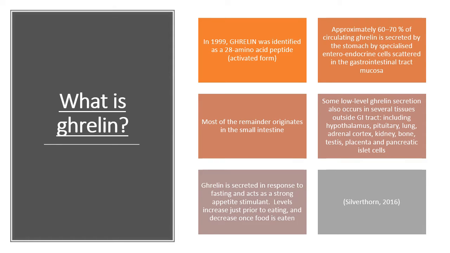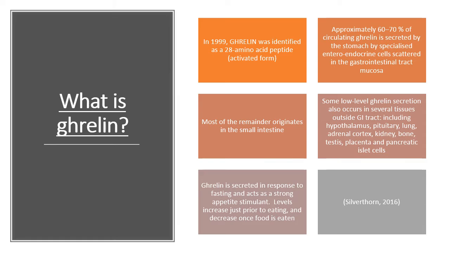In its active form, ghrelin has been identified as a 28 amino acid peptide. Most of it is secreted by specialized cells in the stomach, enteroendocrine cells, and these are scattered in the gastrointestinal tract mucosa. Most of the remaining secretion originates in the small intestine, although there are some tissues outside the GI tract that have been shown to secrete ghrelin.